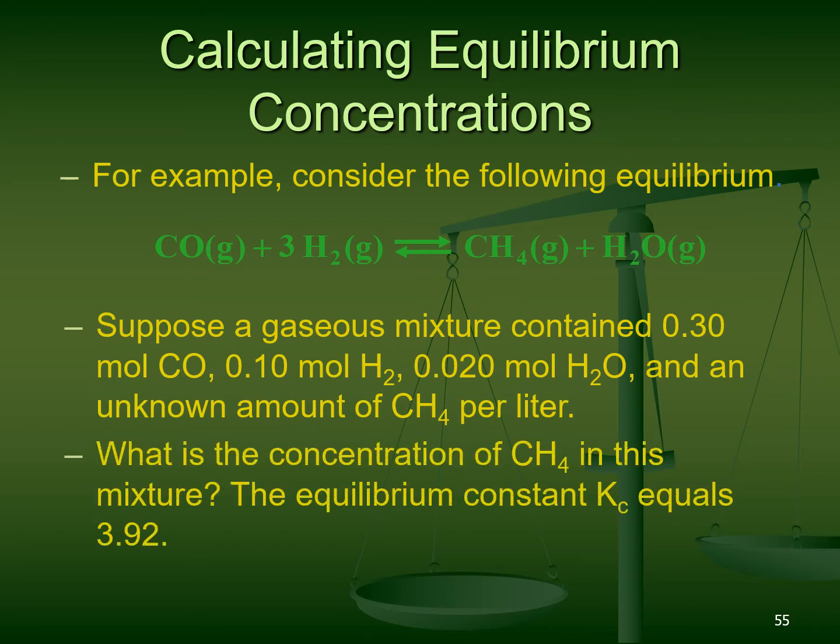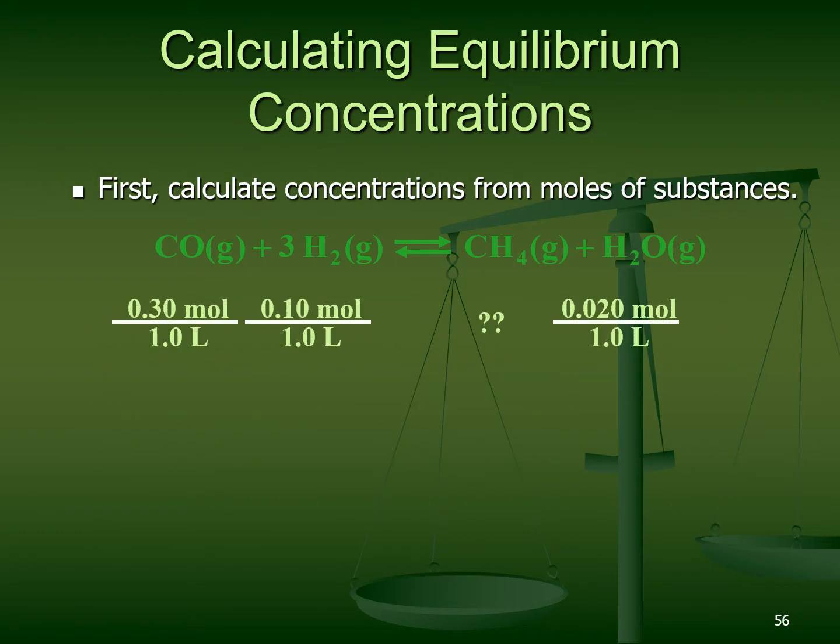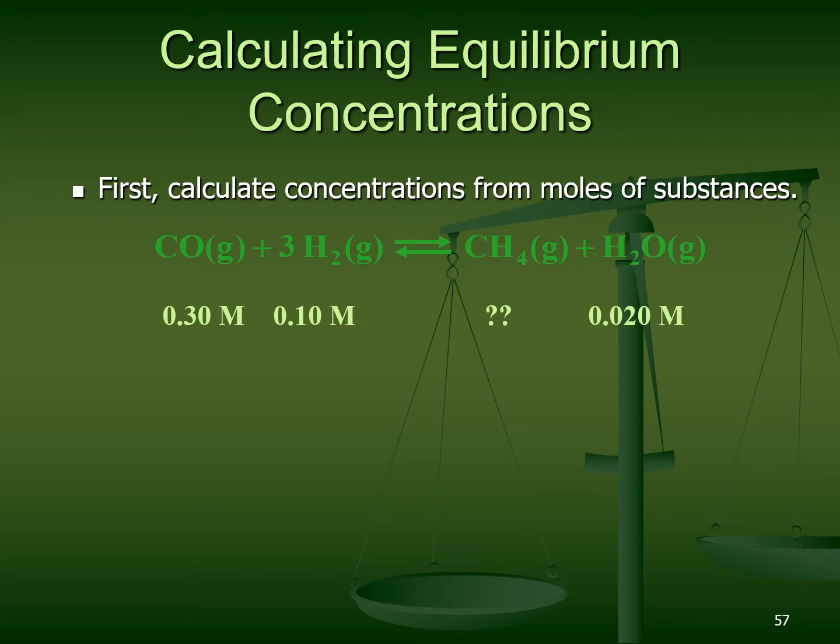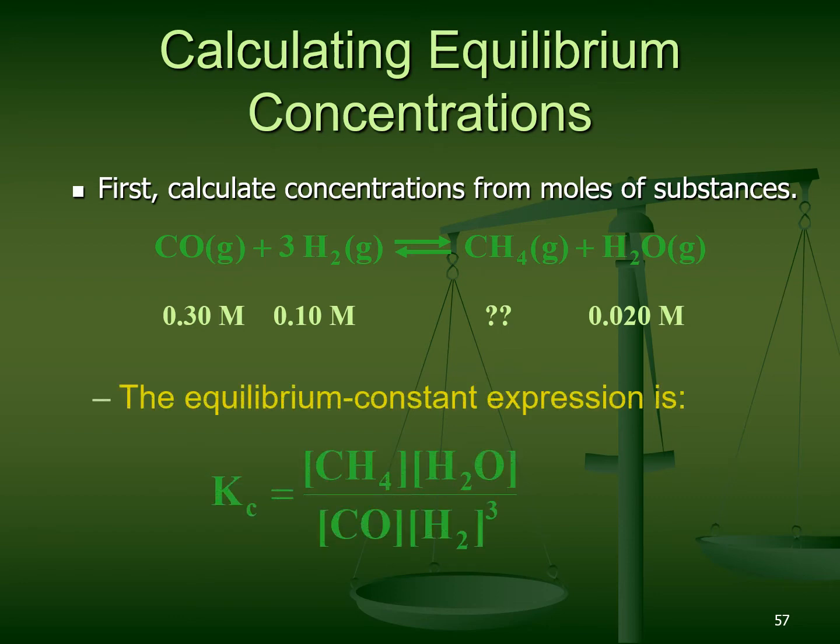Well, as long as we know the K value, we can do it. So the Kc equals 3.92, and let's plug that in. Be careful, like I said, to first divide by the volume. In this case, that's 1 liter, so that's not too hard. 0.3 molar CO, 0.1 molar H2, 0.02 molar H2O, and we want to know what the CH4 is. Since we know the Kc expression, we can plug in what we know. We know the Kc, we know H2O, CO, H2.